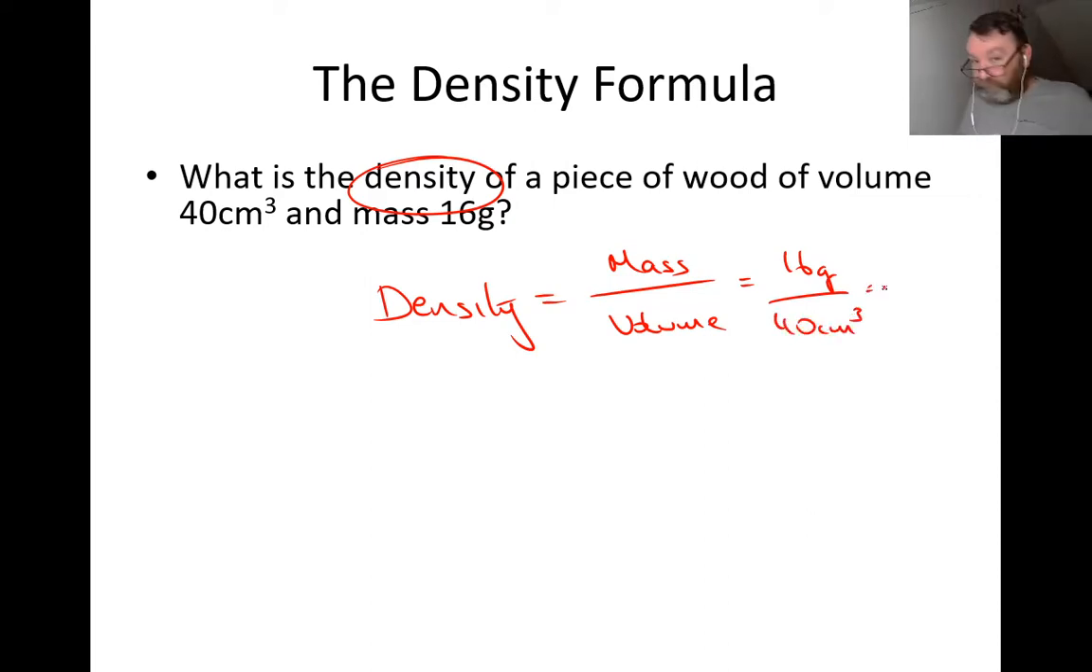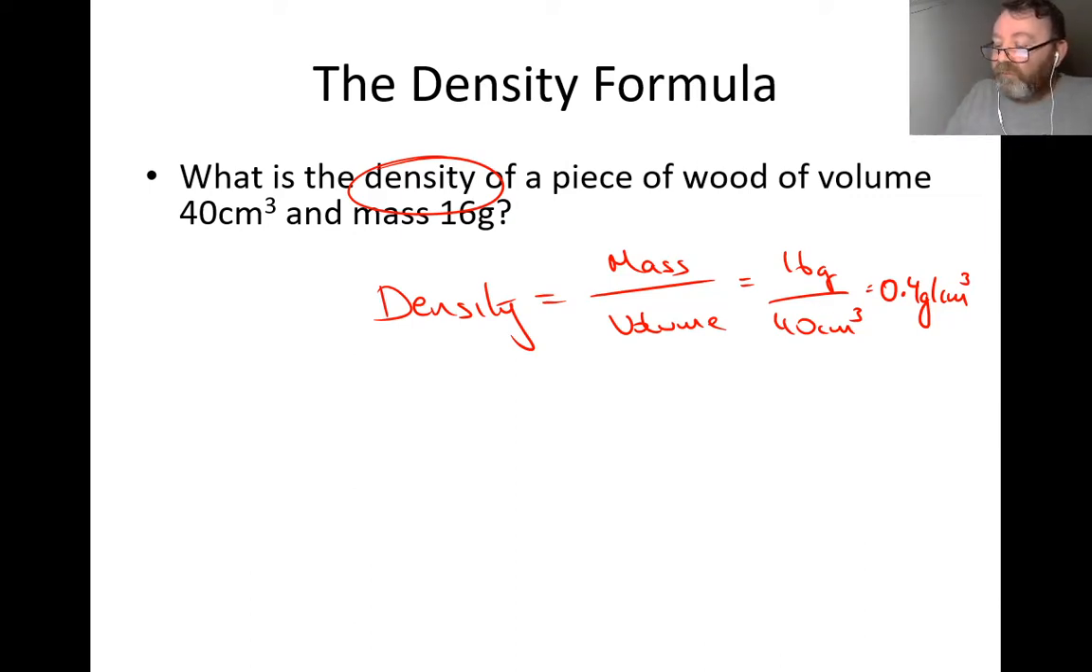And then, of course, I wouldn't expect you to do that in your head, but you reach across to your calculator and you divide 16 by 40 and you'll get 0.4. Now, what are the units? Well, grams on top, centimeters cubed on the bottom, so it's grams per centimeter cubed. Okay, so keep that in mind.